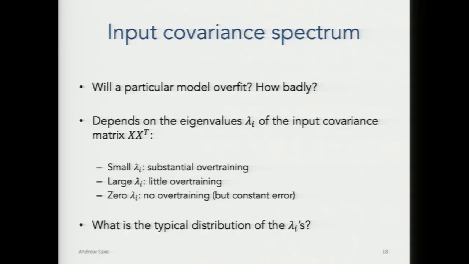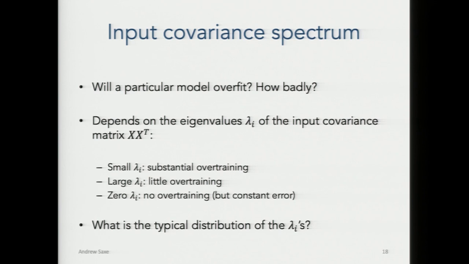Okay. So the picture that's emerging from this is that if you want to understand overfitting, you really need to understand these eigenvalues. The degree of overfitting depends on the eigenvalues. If you have lots of small eigenvalues, then that's going to be a real problem, and you're going to have lots of overtraining. Whereas if you just have large eigenvalues, you might be okay. You're not going to have substantial overtraining. And those zero eigenvalues are going to contribute a constant error because you're not learning anything in those directions, so you're not getting the right parameters, but at least you're not overtraining. So they're not going to contribute to overtraining either. So we need to understand the typical distribution of these eigenvalues.